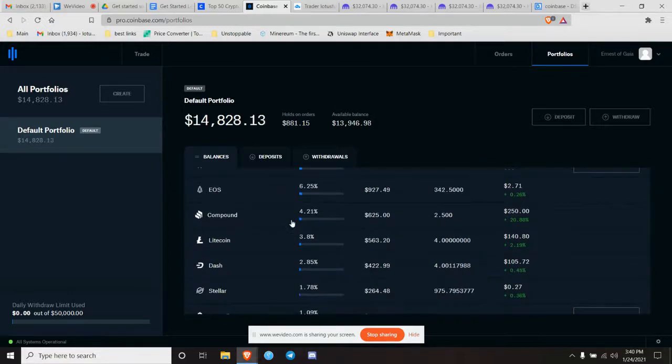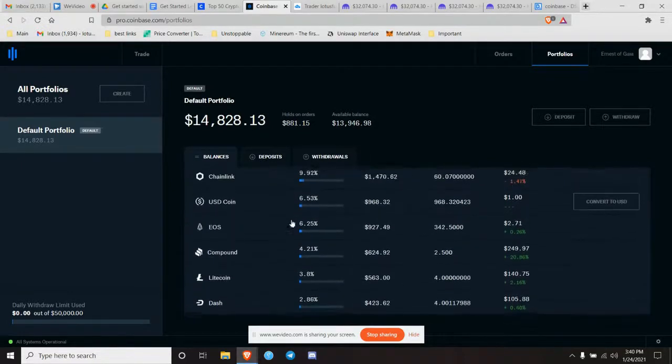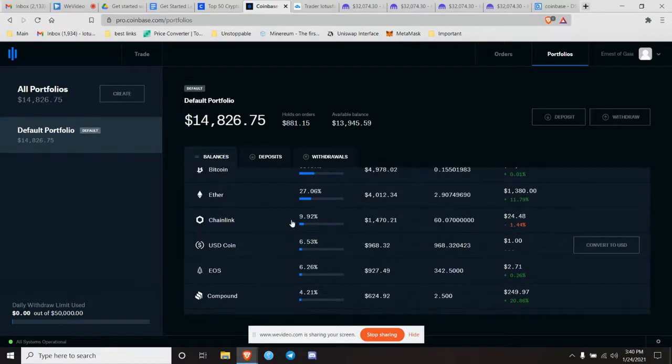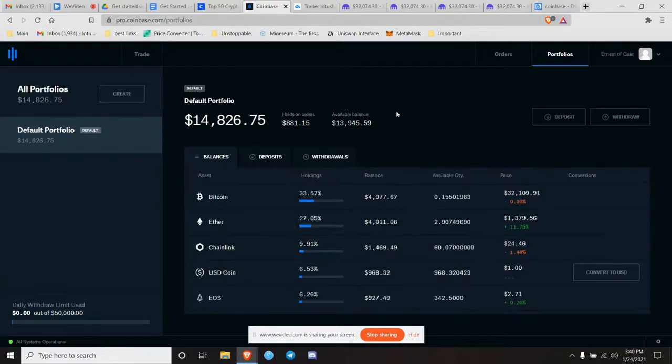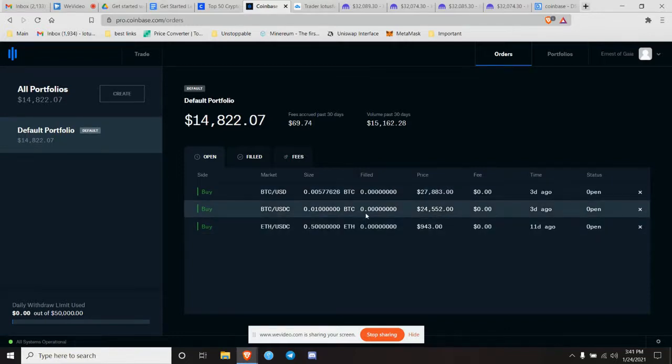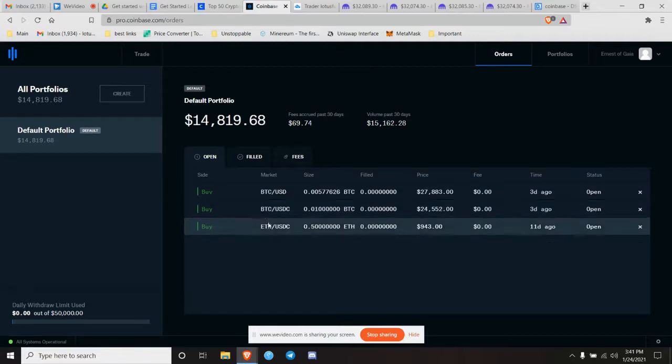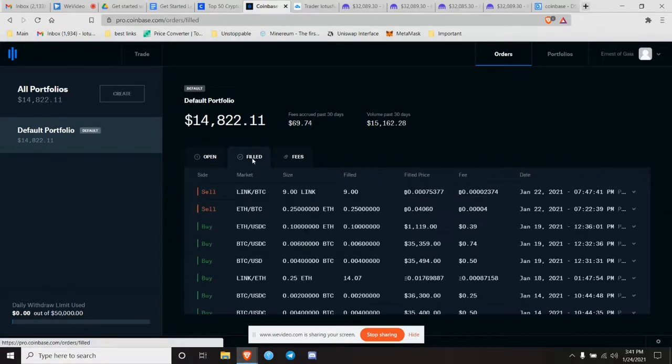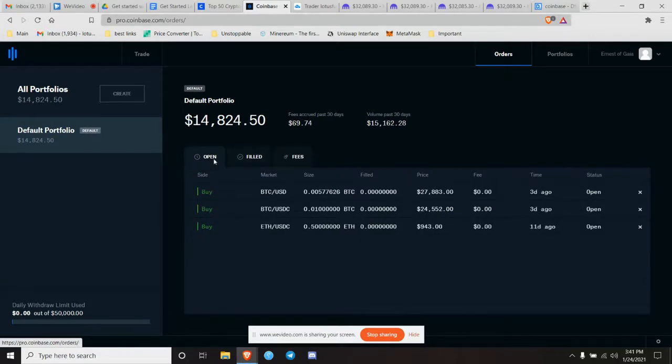And I have very little, about 7.5% in cash right now. And most of that is in these orders. If Bitcoin dips down to the 27,000s or the 24,000s, I've already got my buy orders in. And if Ethereum gets down to 943, I got a buy there of half an Ethereum. And then, of course, you can also see here the orders that I've had filled from various trades.